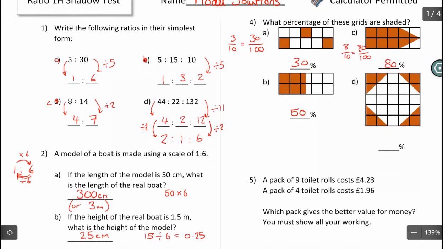And then on D, if we were to add together those 4 triangles, they would take up 8 squares. So we've got 8 out of a 5 by 5 square, which is 25 squares. So we need to times these by 4. So that's 32 over 100, or 32%.